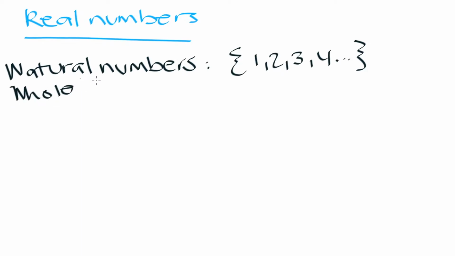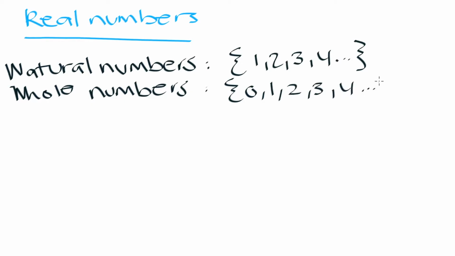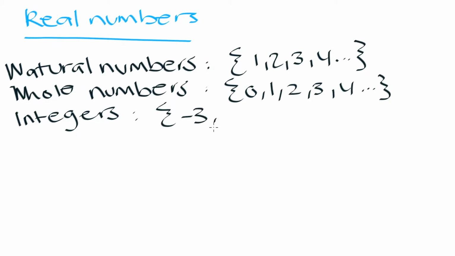Then we have our whole numbers, and our whole numbers are like our natural numbers except they're going to include 0. So 0, 1, 2, 3, 4, and so on. Then we have integers, and integers are going to be like our whole numbers except they also include negative numbers. So we can have -3, -2, -1, 0, 1, 2, 3, and so on.